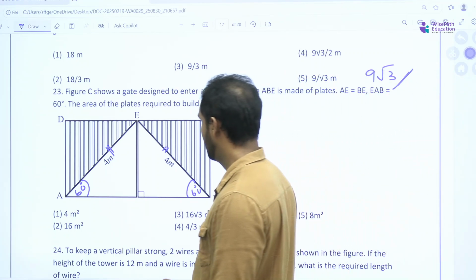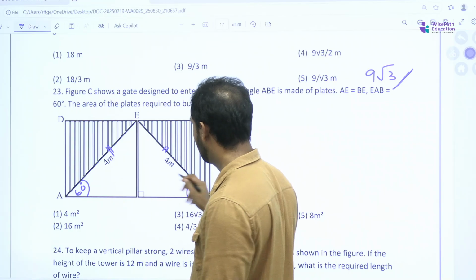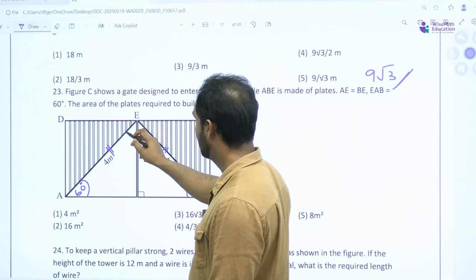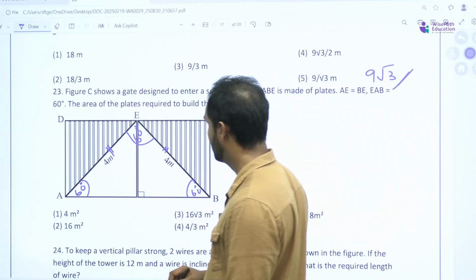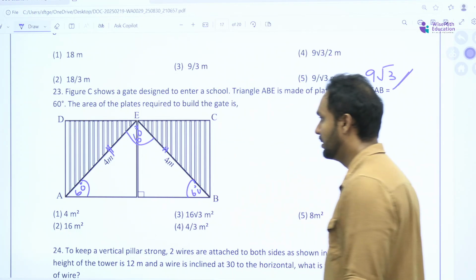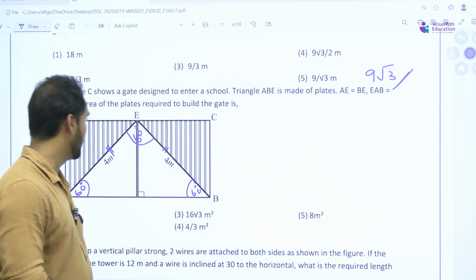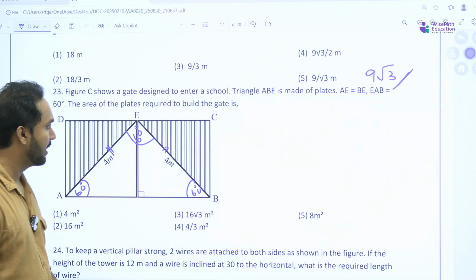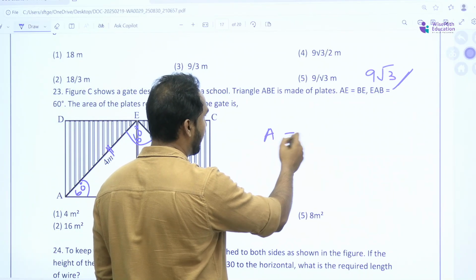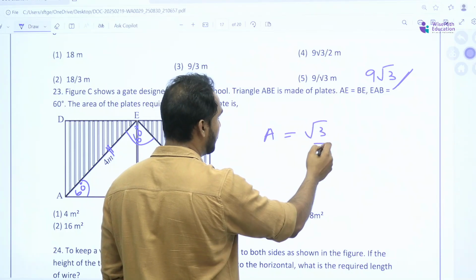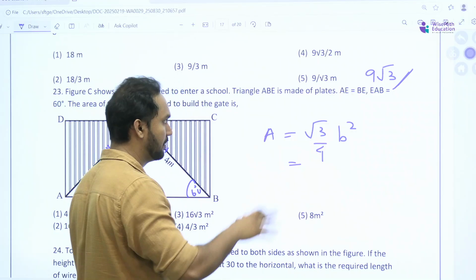So, you have two of the sides. Now, if these two sides are 60 and 60, this should also be 60, isn't it? The whole triangle, yeah. So, it's an equilateral triangle if you take the whole thing. If it is an equilateral triangle, there is an easy way of simplifying it. I told you, the area will be root 3 over 4 b square, where b is the side length.